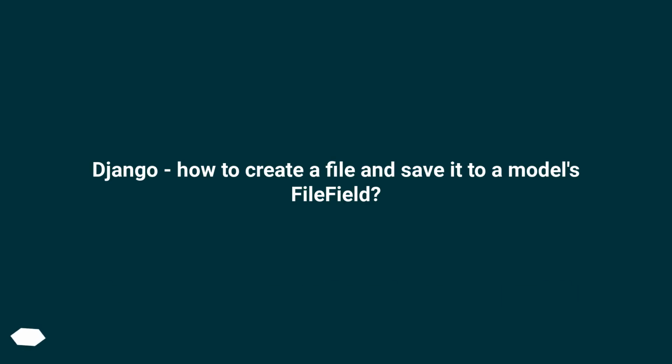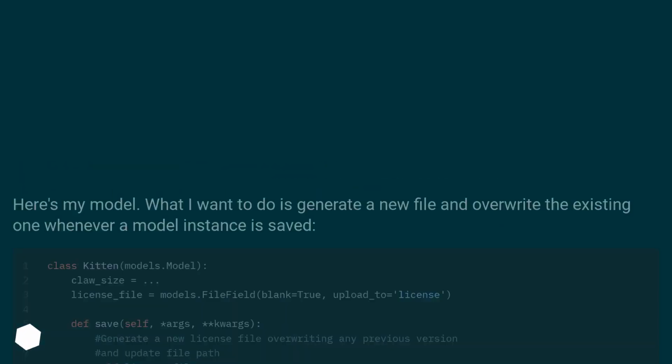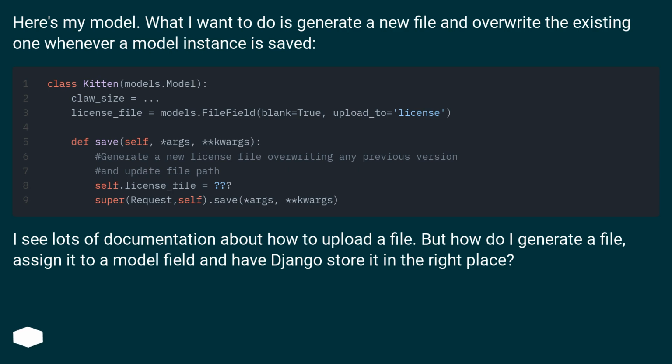Django, how to create a file and save it to a model's file field. Here's my model. What I want to do is generate a new file and overwrite the existing one whenever a model instance is saved.